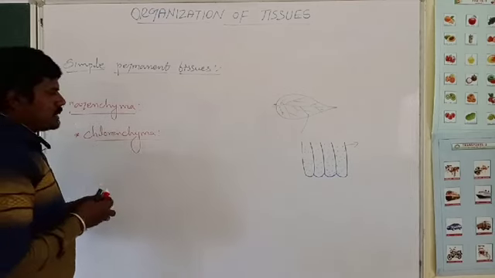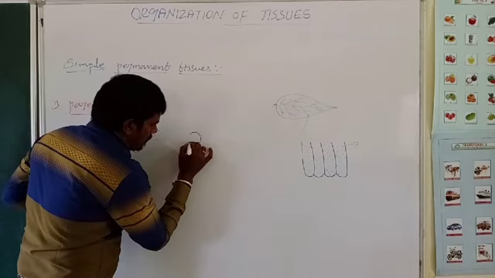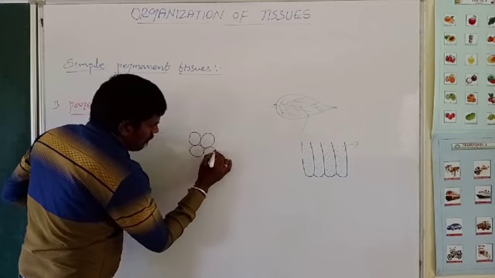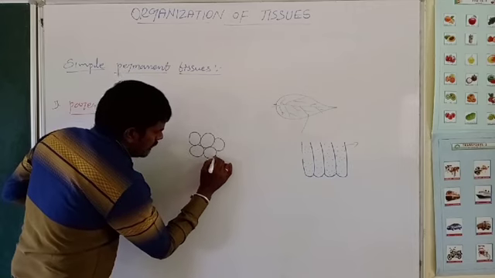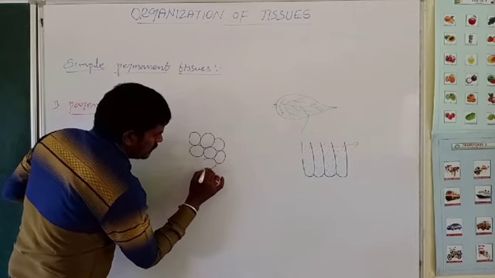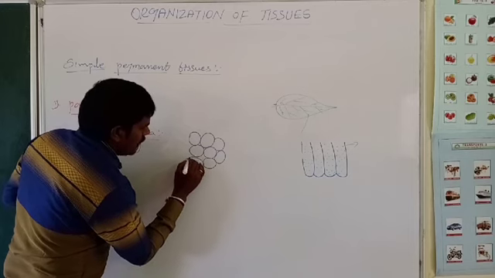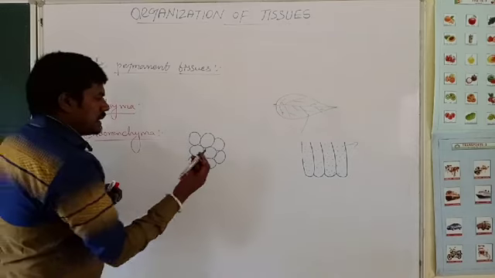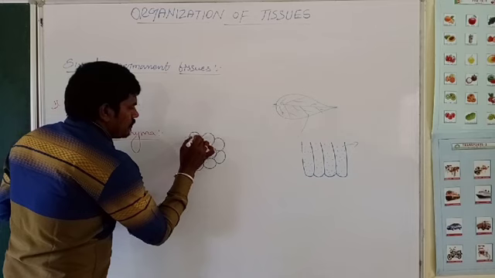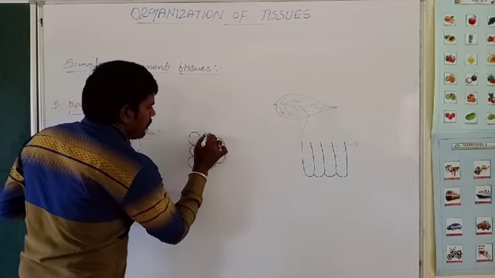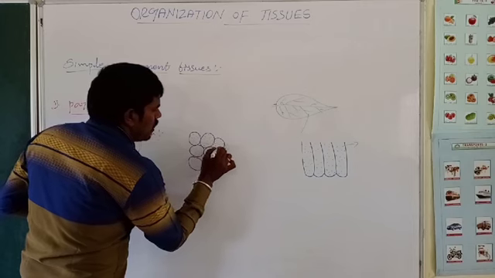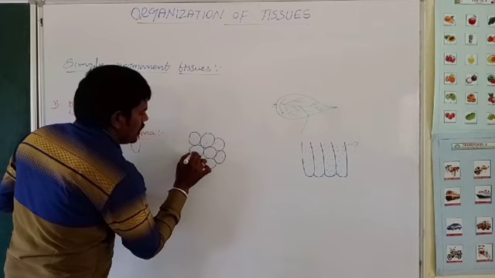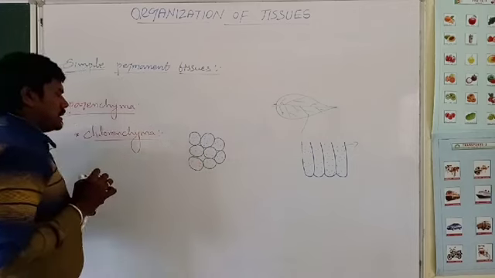Chlorenchyma means the presence of chloroplasts in the cells. Like this. I explained the same thing for mesophyll cells, but there I mentioned the cylindrical structure; here the cells are round and spiral in shape. In the group of cells, in between they have green dots. This type is called chlorenchyma, containing chloroplasts. These cells are directly involved in photosynthesis.